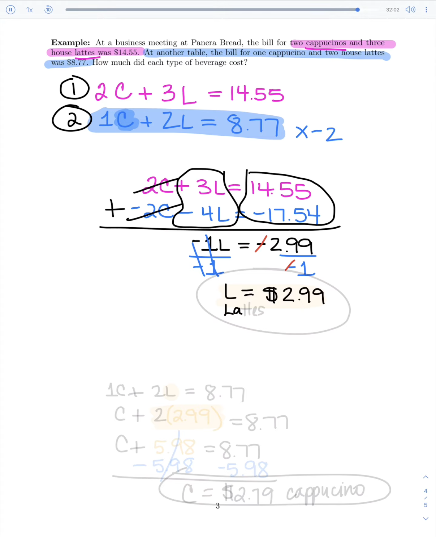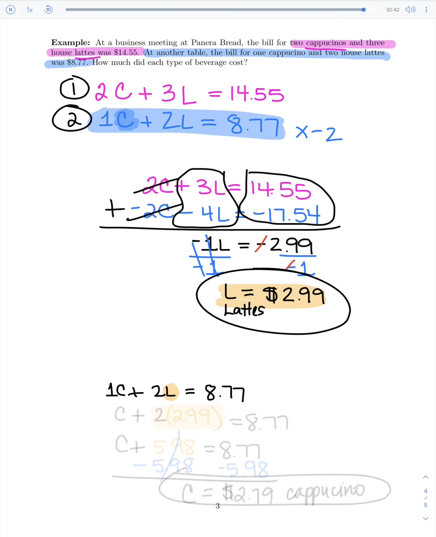The L stood for lattes, so that's my cost for my lattes according to the bills. However, I am not done. I still have to figure out what the cost was for my cappuccinos. I can take either one of the 2 equations. I'm going to take the smaller equation, which was 1C plus 2L equals 877. I'll take the $2.99 for my lattes and plug that in for L.